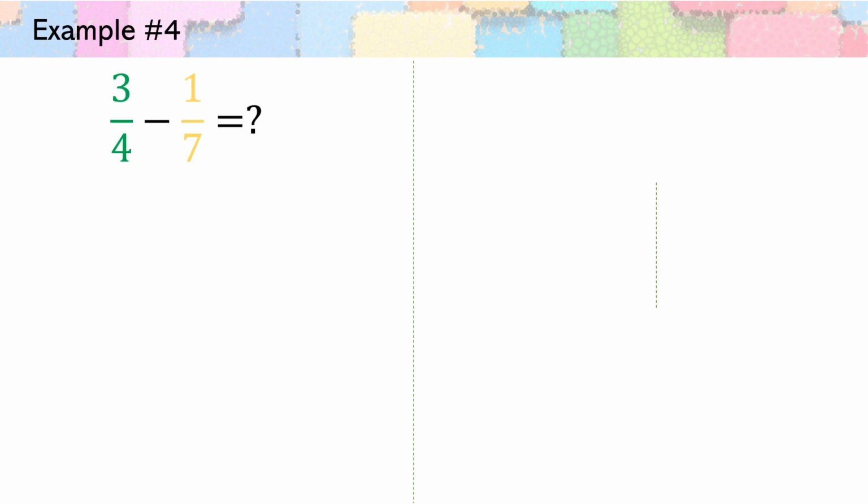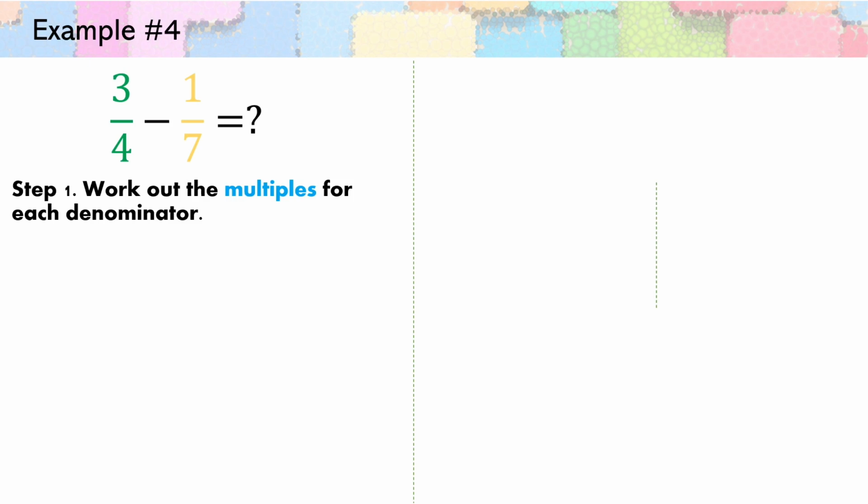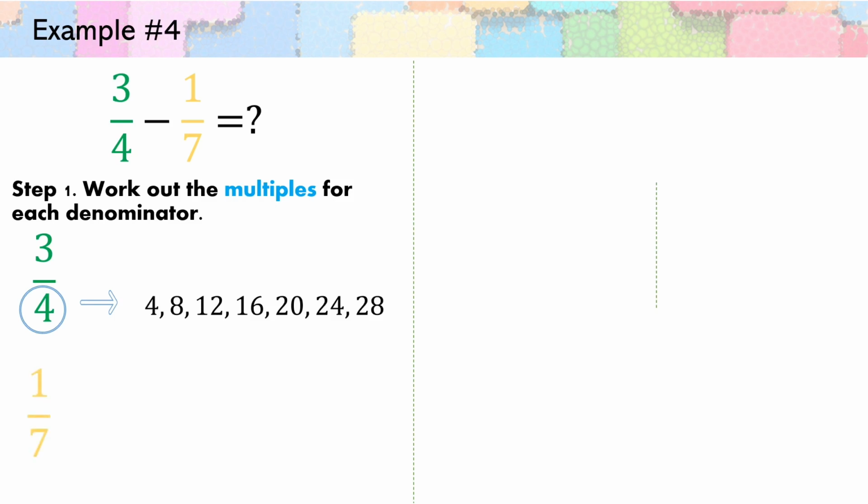Example number 4. 3/4 minus 1/7. Step 1. Work out the multiples for each denominator. 3/4. Multiples of 4 are 4, 8, 12, 16, 20, 24, 28. The subtrahend 1/7, multiples of 7 are 7, 14, 21, 28. Again, stop listing the multiples of both denominators if you have arrived at the least common multiple. So the least common multiple here is 28.